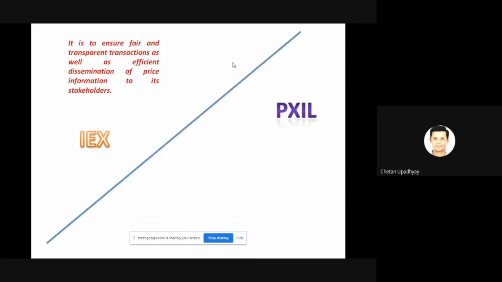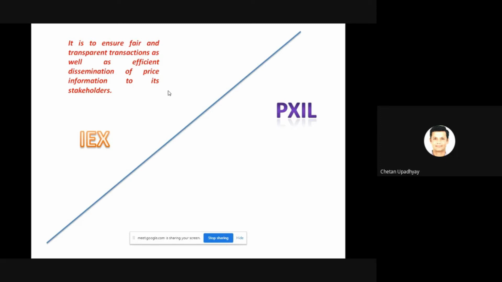In India we have IEX and PXIL. IEX, the Indian Energy Exchange, functions under the government of India, and its main function is to ensure fair and transparent transactions as well as efficient dissemination of price information to its stakeholders. When we say stakeholders, it includes the suppliers, all the customers, small generation houses, everything.